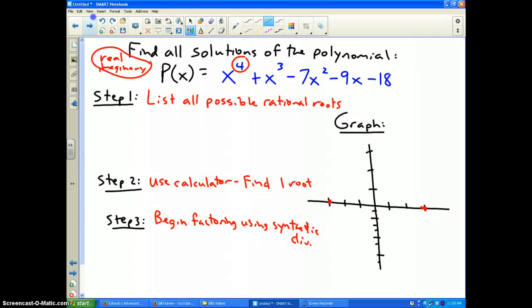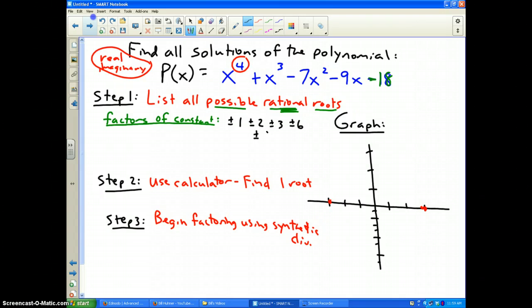Step number 1, we need to list and find if there are any possible rational solutions. So we got to follow the process that was detailed in the last video. I need to find the factors of the constant term at the very end, this minus 18 part. The factors of that I'm going to list in black: plus or minus 1, plus or minus 2, plus or minus 3, plus or minus 6, plus or minus 9, plus or minus 18.